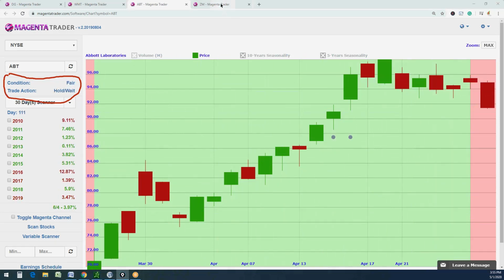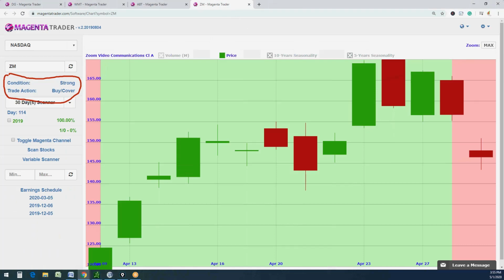We'll use one more stock, which is Zoom, because a lot of people know about Zoom. A lot of people are using Zoom. Well, how did Magenta help us and guide us through trading the stocks of Zoom? On April 13th, we see here that it was suggested the condition for Zoom stock was very strong, and there was a lot of buying taking place.